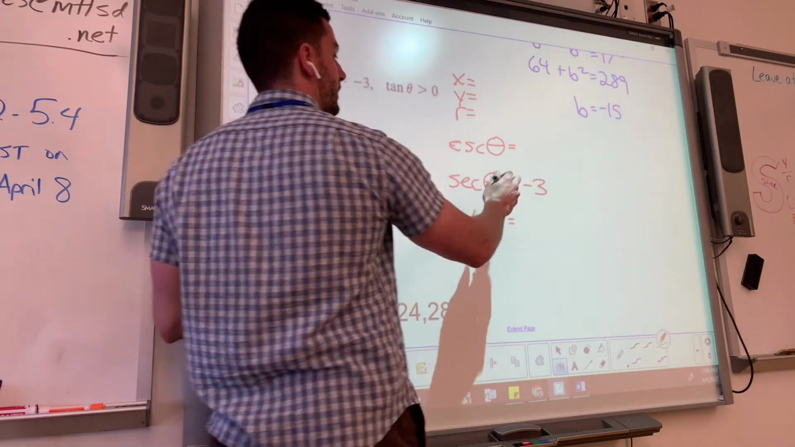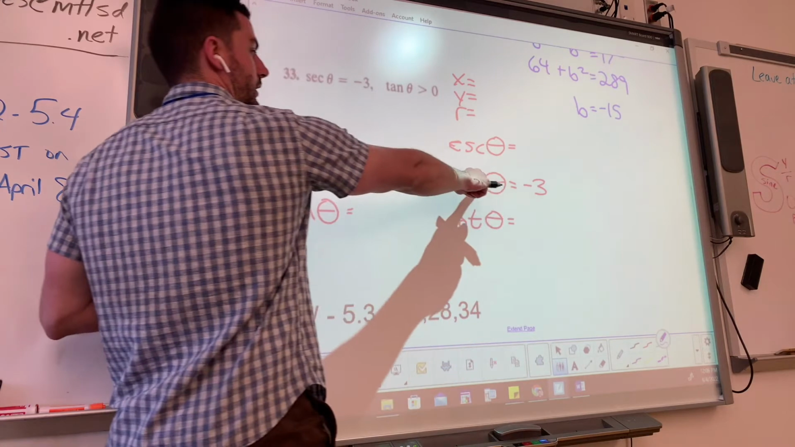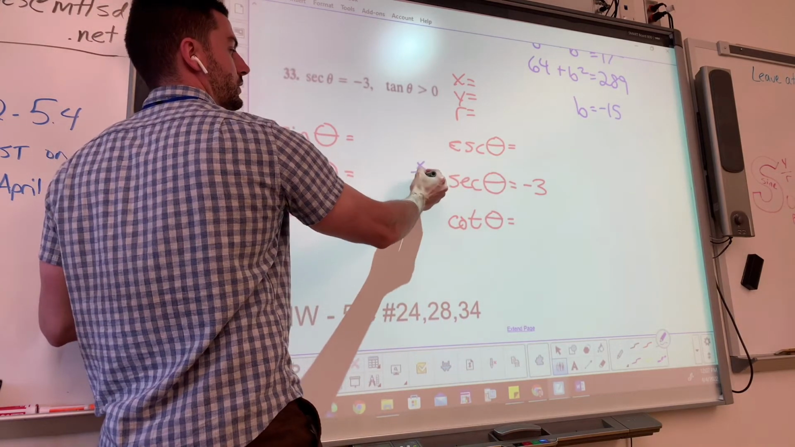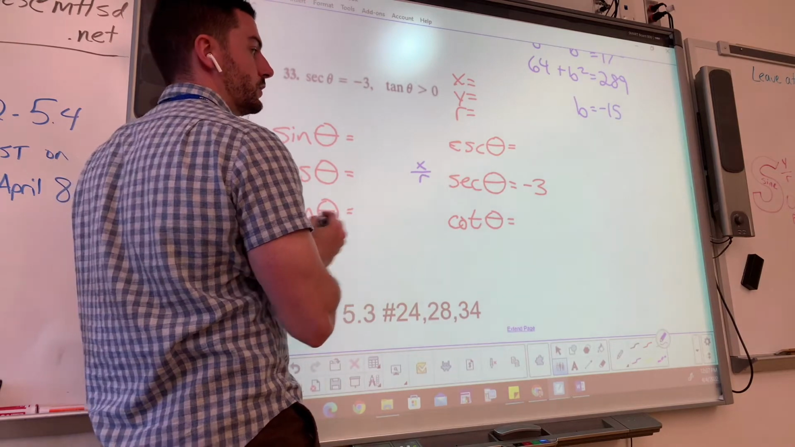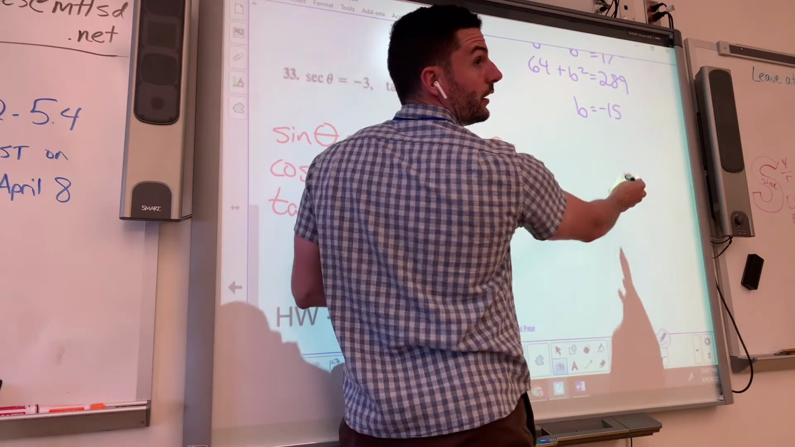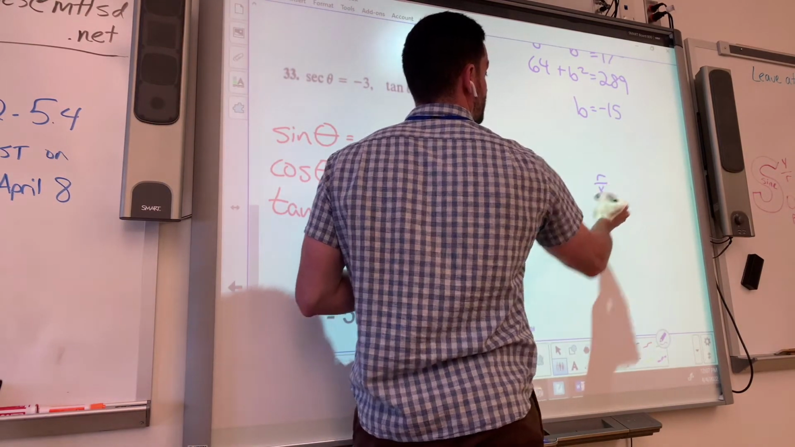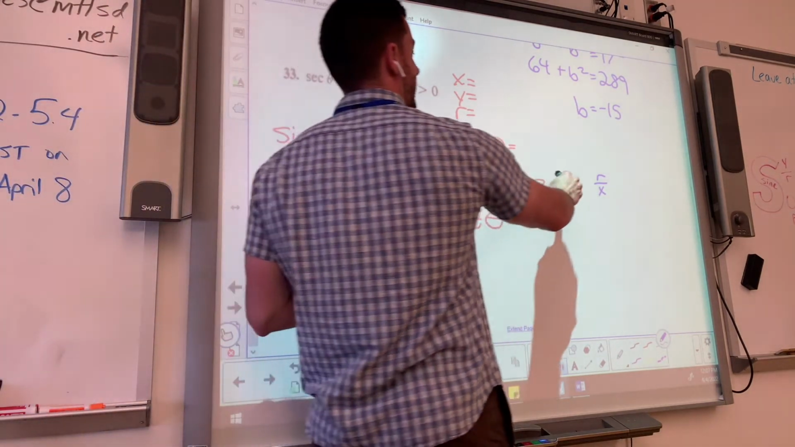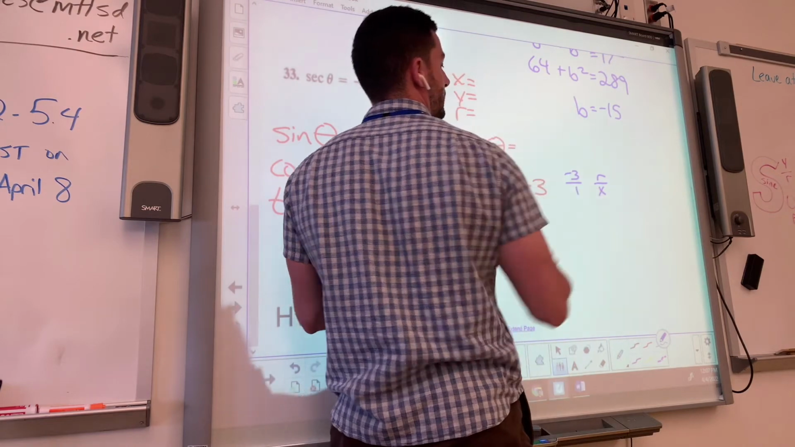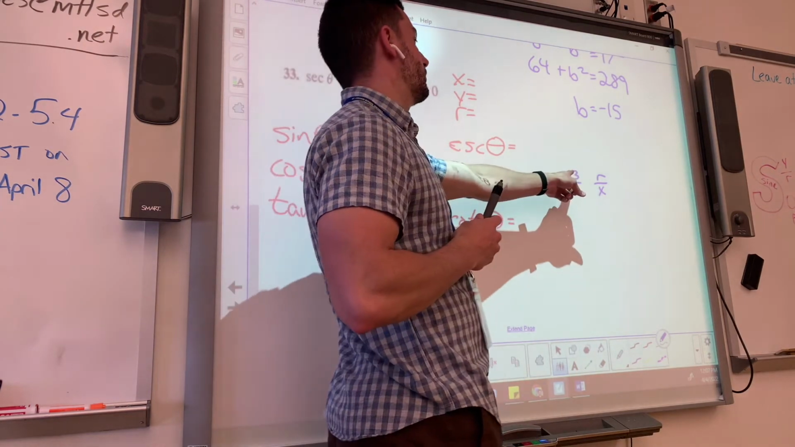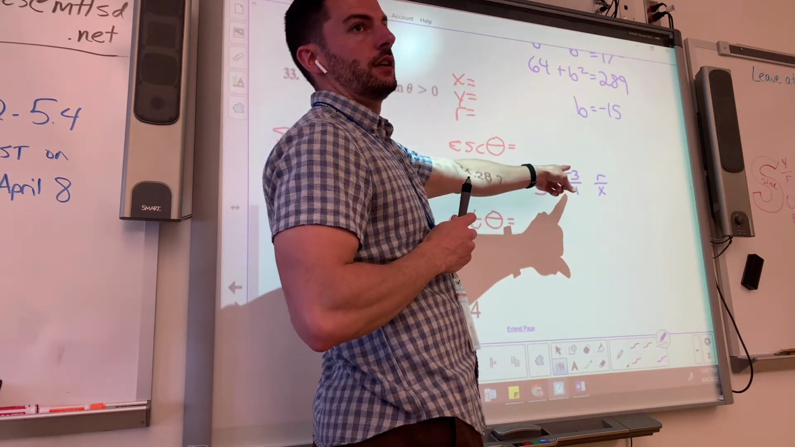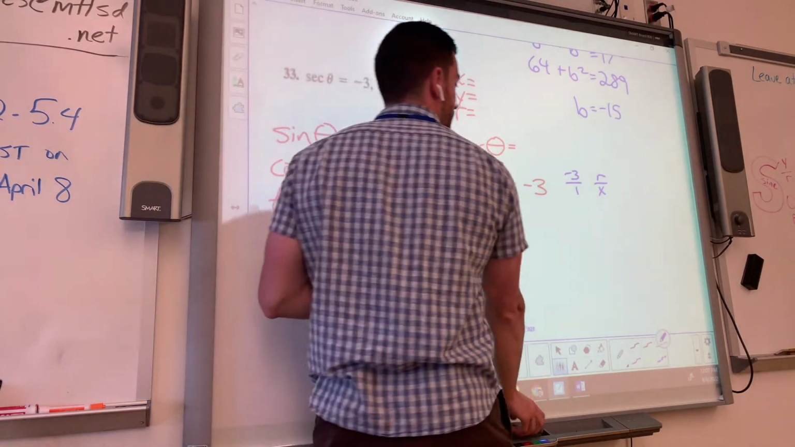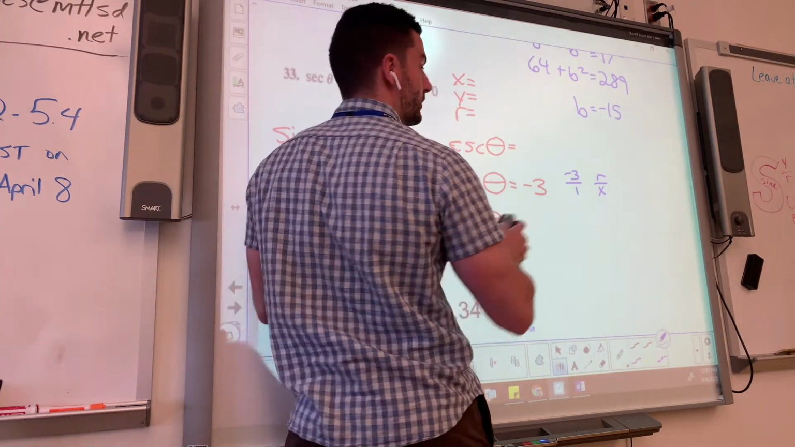Because think about this. Secant is the reciprocal of cosine, right? Cosine, we said, was x over r, which makes secant what? R over x, right? Just flip it. And so think about this. If we said -3 over 1, we'd be saying that the radius was -3. And we said at the beginning, the radius is always going to be positive, okay? So that wouldn't work, okay?